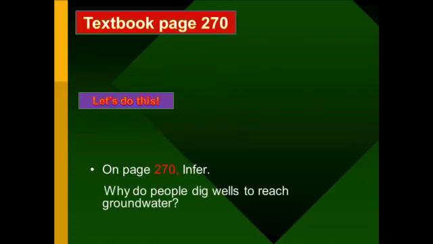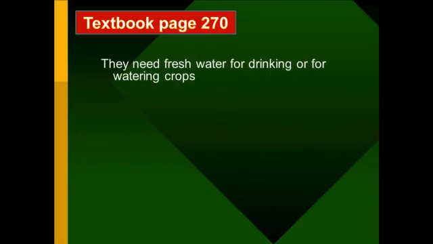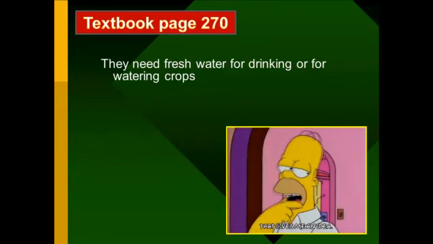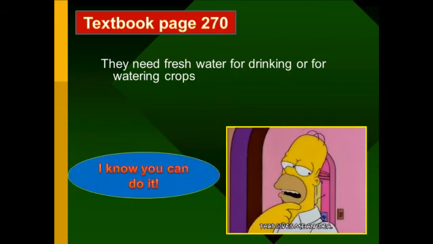Activity time. Let's do this. On page 270, inquire, why do people dig wells to reach groundwater? Okay? Additional information. They dig well because they need fresh water for drinking or for watering crops. I know this will give you an idea. I know also that you can do it. If you are done with your activity, kindly open your textbook on page 271.